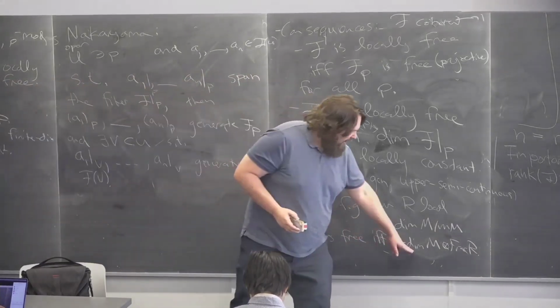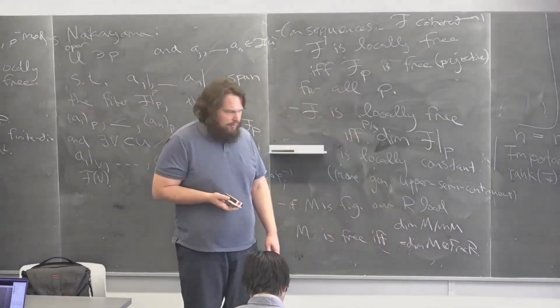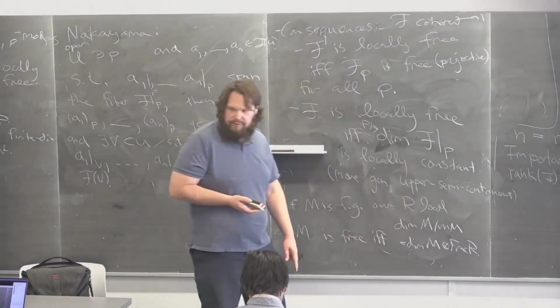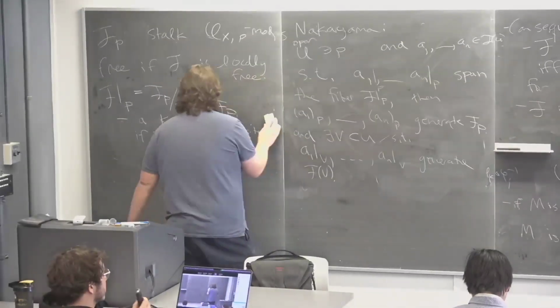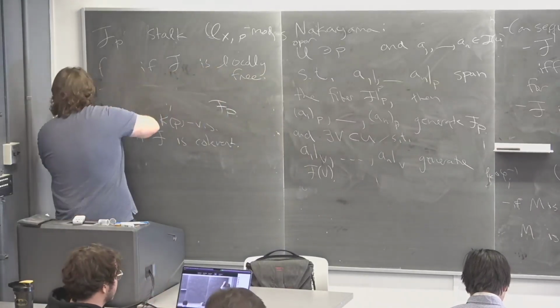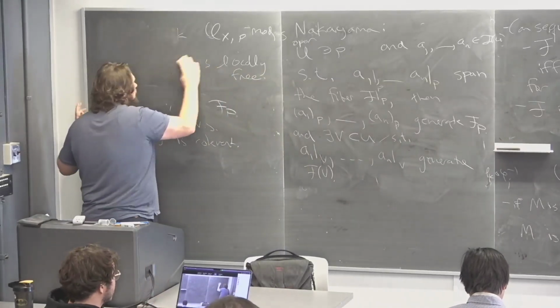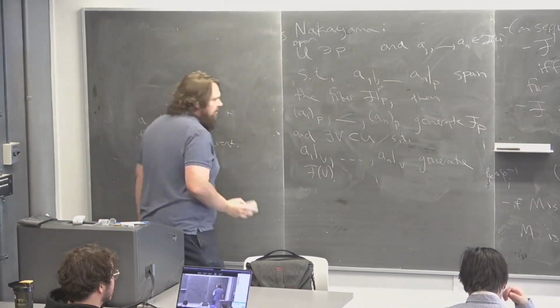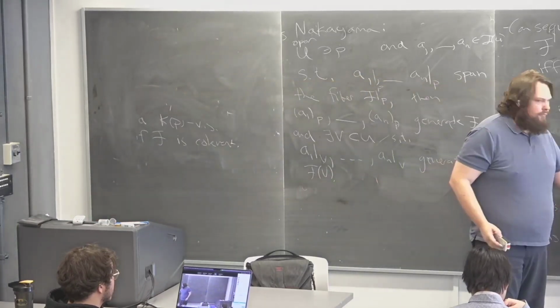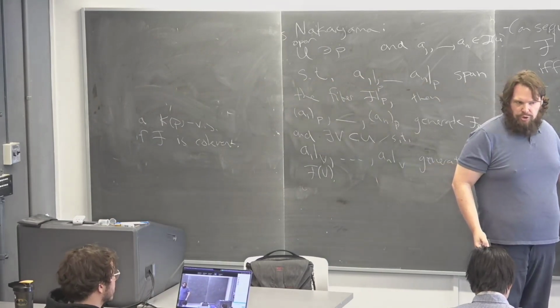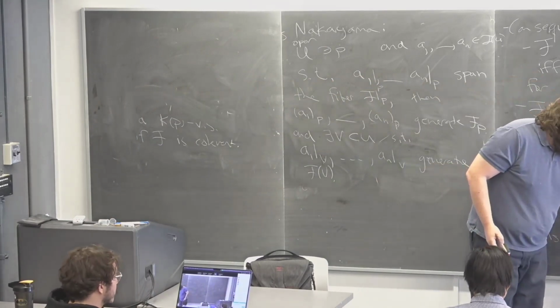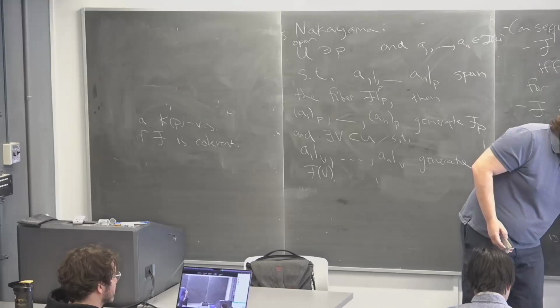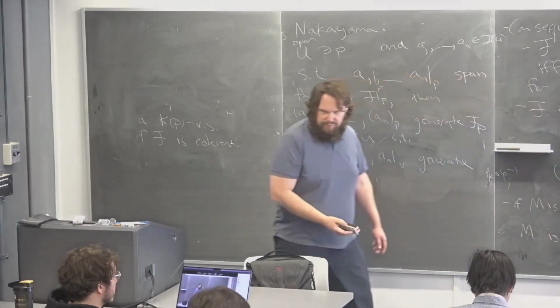This is the dimension over the residue field, and this is the dimension over the fraction field. For a free module, those will both be equal to the rank. If you're not a free module, then this will be bigger. You'll have some generators which don't satisfy a relation in here, which do satisfy a relation over the fraction field.